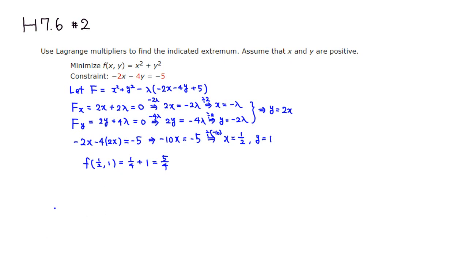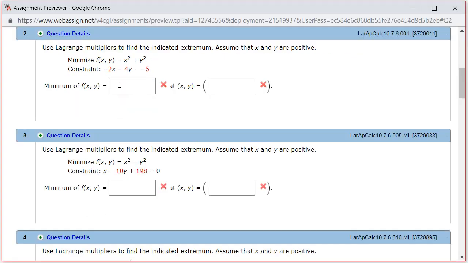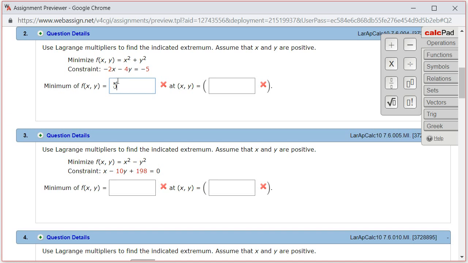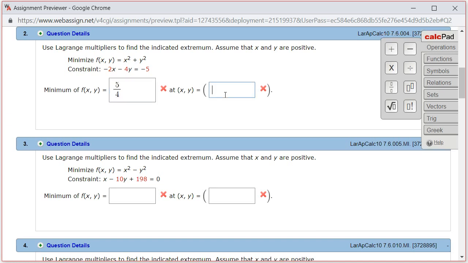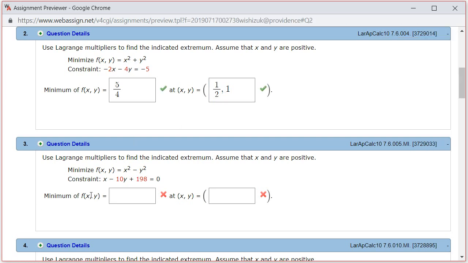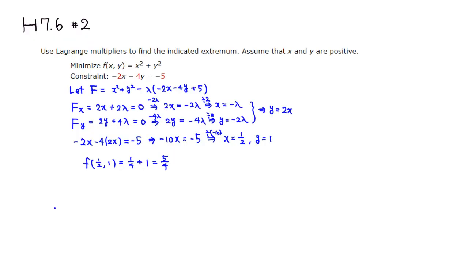All right, so let's type it in. We found that to be 5/4 at 1/2 comma 1. All right, let's check the answer. It came back and it looks like we got this one correct. All right, that's it. I hope that this was clear.